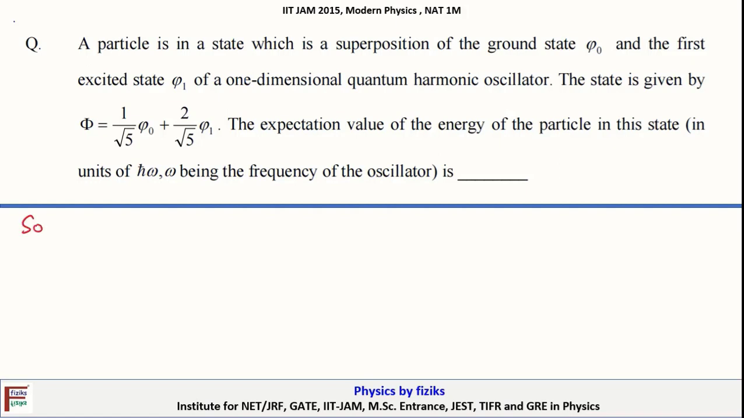So, solution: phi is given by 1 by root 5 phi 0 plus 2 by root 5 phi 1.